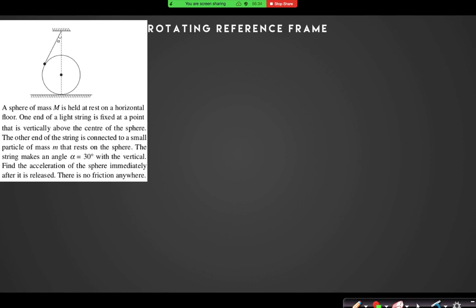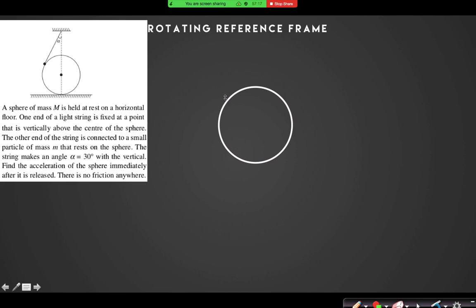So this question says that a sphere of mass m is held at rest on a horizontal floor. One end of the string is fixed at a point vertically above the center. The other end is connected to a small particle of mass small m that rests on the sphere. The string makes an angle alpha with the vertical. Find the acceleration of the sphere immediately after it is released. Good question indeed. We can draw the free body diagram of the sphere, and let us first draw the situation.